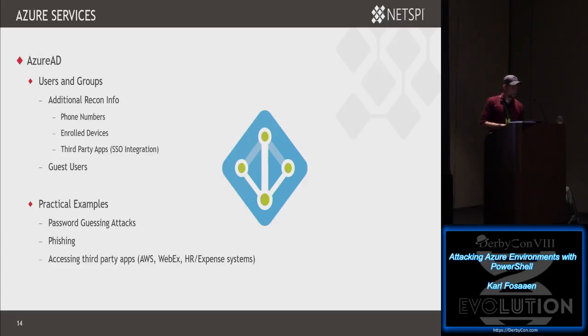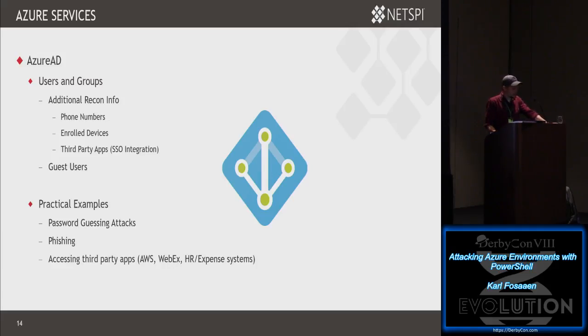Third-party app integration is also really handy. Once you've got those creds, cool, you can get into Outlook Web Access and the Microsoft portals. That's nice, but what about other third-party apps that are single sign-on, either with Azure Active Directory or ADFS? We can actually list those out from the Azure portal. So if you're integrating AWS or WebEx or your HR or Salesforce or something like that with ADFS, we can list that out, and as an attacker, we can start pivoting into those systems, which can be really handy.